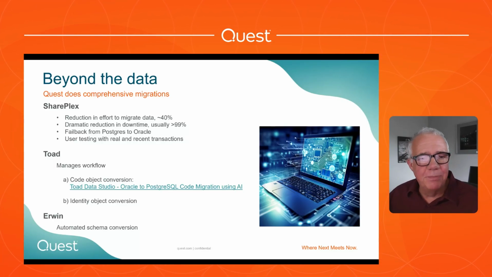Now, Toad can help you do code object conversion. Watch the video. That's an active hyperlink. Don't have time today. Irwin can help convert your schema. So, you've got different data types, for example, in Oracle versus Postgres, and this will do the mapping of these.